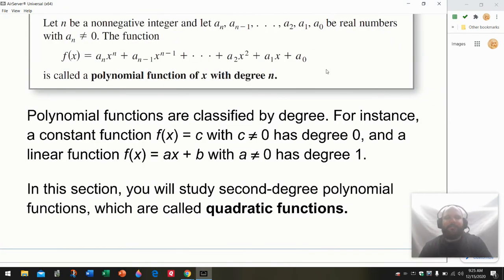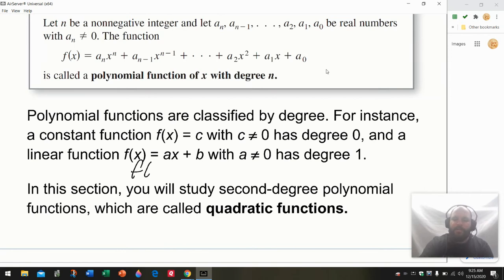Polynomial functions are classified by degree. And so it says, for instance, a constant function, f of x equals c, where c would just be a number. The degree of that would be 0 because there is no x term. If you had, for instance, f of x equals 2x plus 1, the degree would be 1 because the power of the x is 1, and so on.